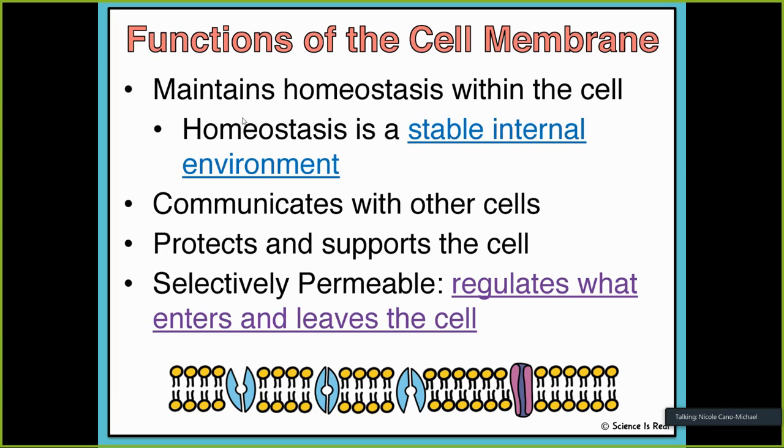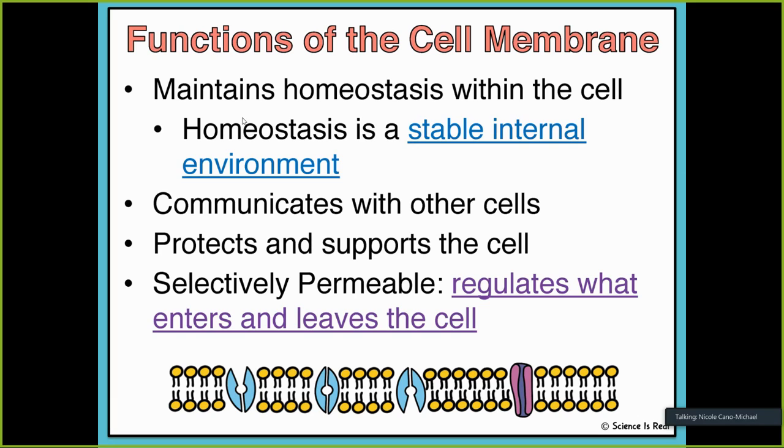Without being able to maintain homeostasis, organisms can die. It doesn't matter if it's a single cell, a human being, or a tree. If you cannot maintain homeostasis, you cannot stay alive. It is a requirement for life to maintain homeostasis. So the cell membrane is super important. It helps to maintain homeostasis, which means it's going to help keep everything alive. So, how does it do this?